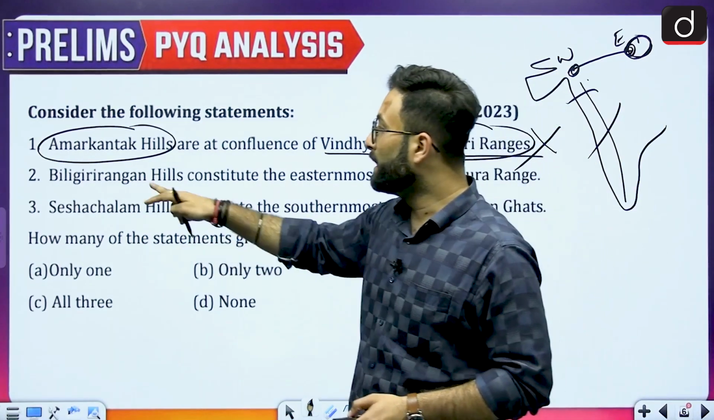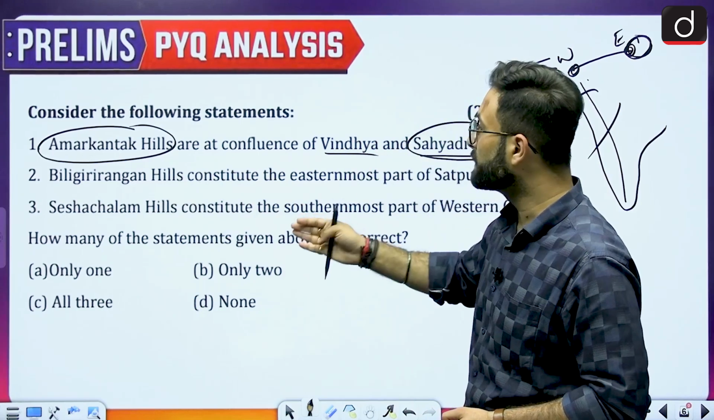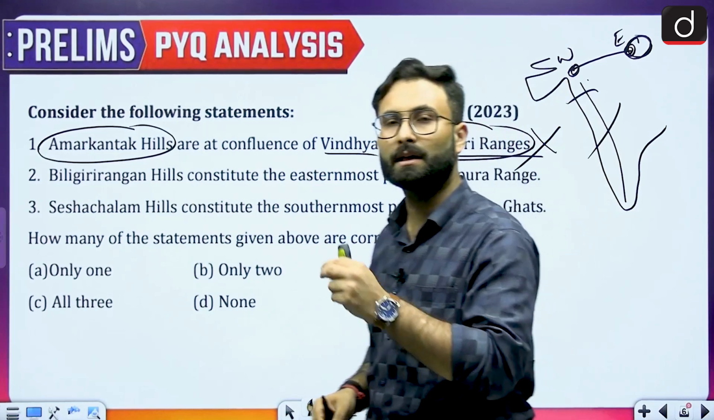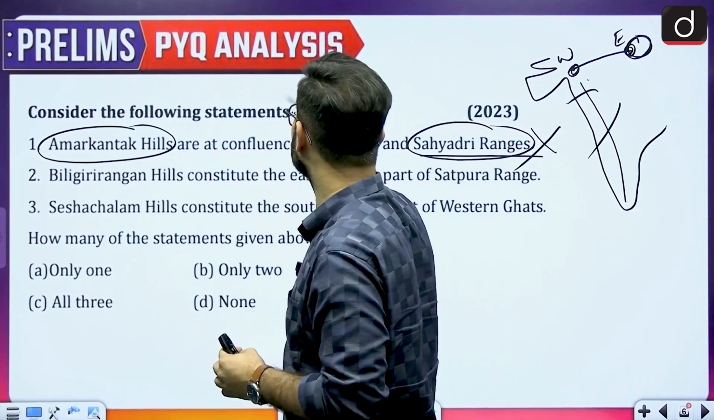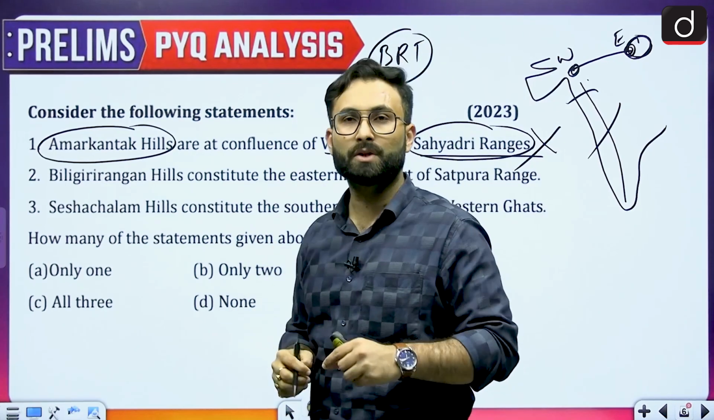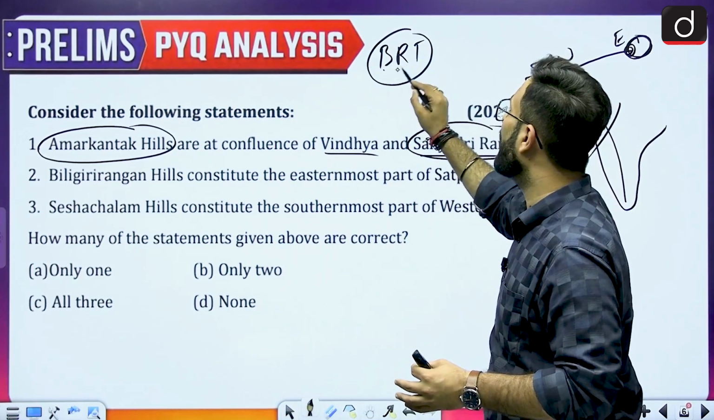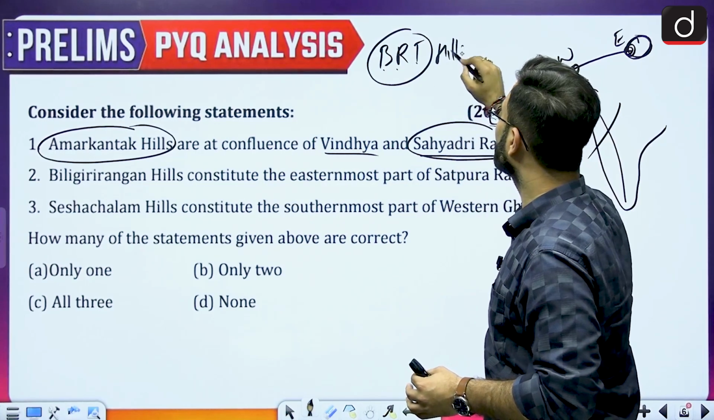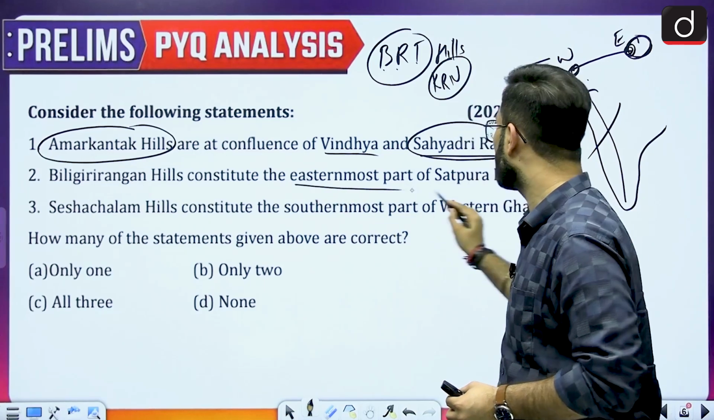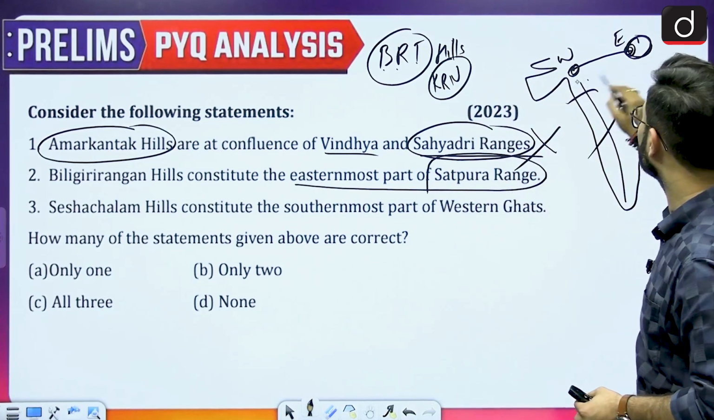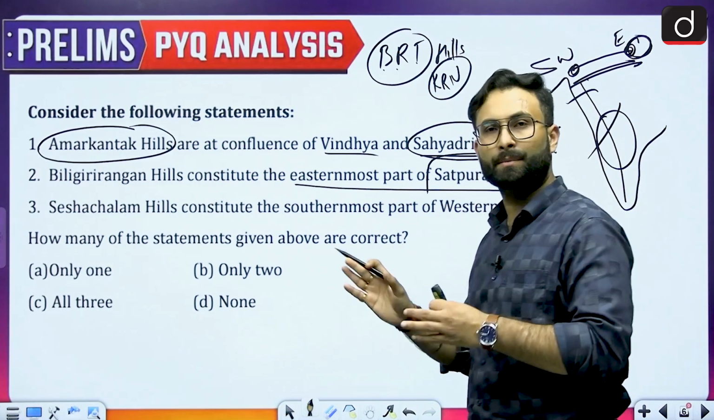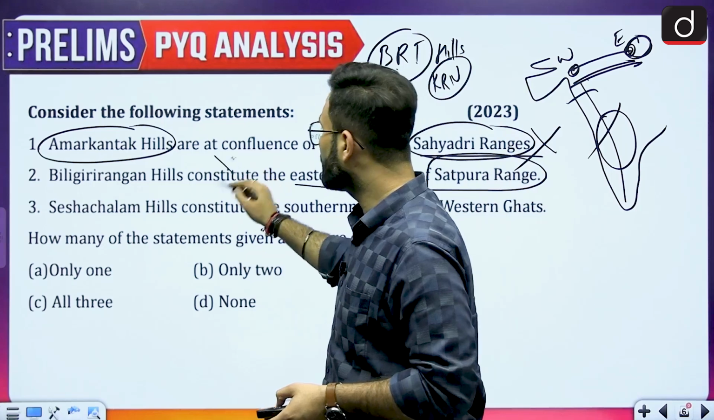Coming to the next one, Biligiri Rangan Hills constitute the easternmost part of the Satpura range. Now when we are talking about these hills, you must have heard about the BRT hills. There is a Biligiri Rangan temple also, which is why it is called BRT hills. These are in Karnataka, and they are saying that it is the easternmost part of the Satpuras. Satpuras are somewhere over here and Karnataka is somewhere over here, so that statement does not make sense. We can eliminate the second statement as well.